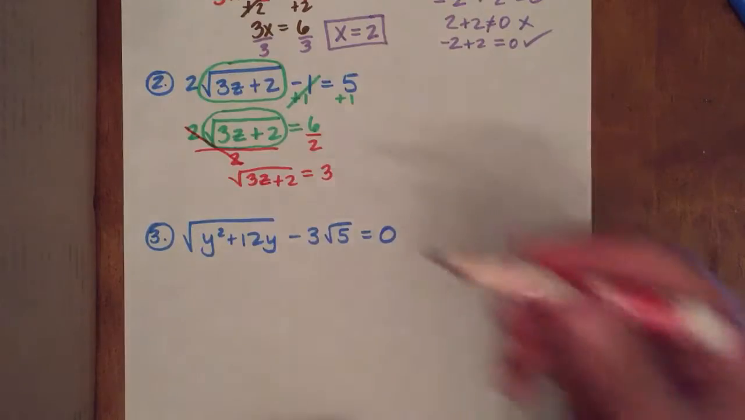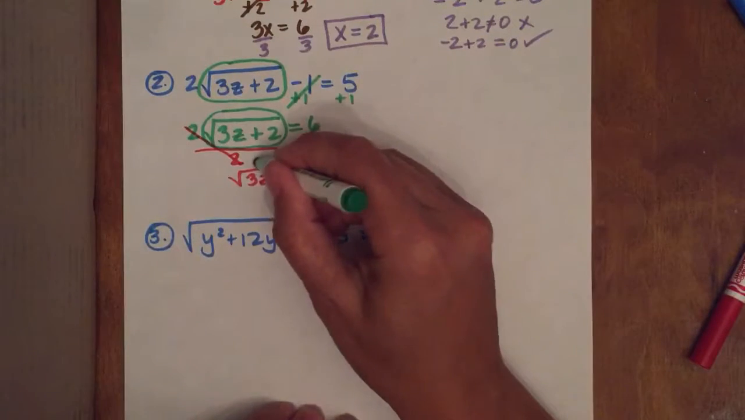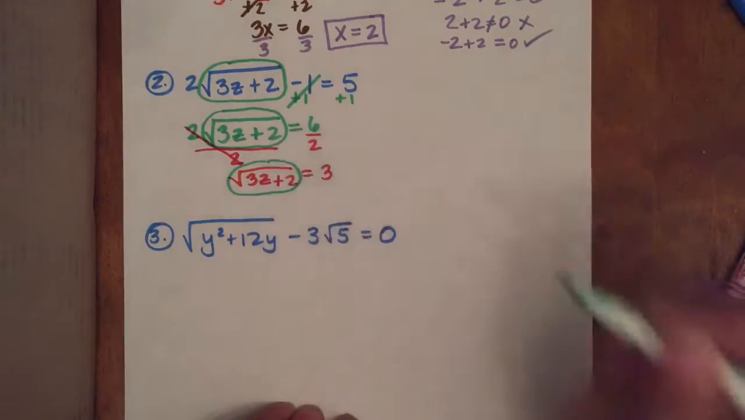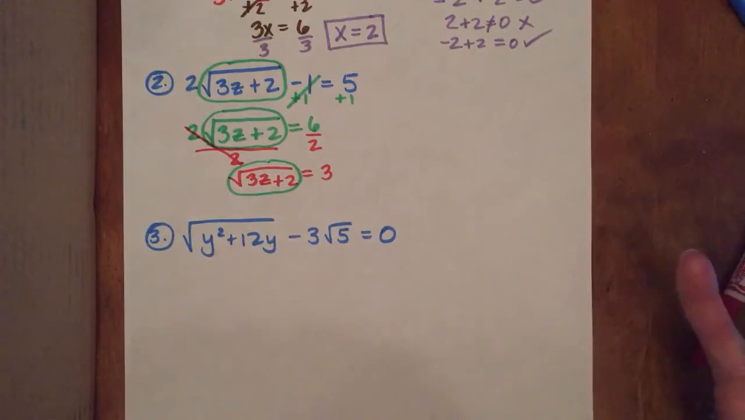So now I'm in a situation where, as you saw in the previous example, I only have the radical expression. I don't have any coefficients. I don't have any constants added or subtracted. It's just the radical expression.